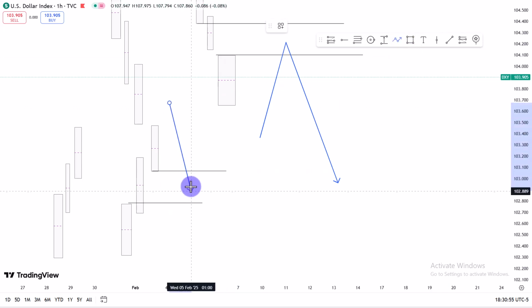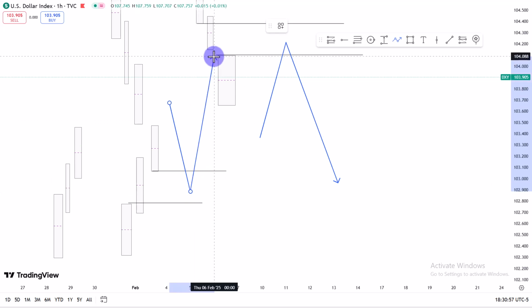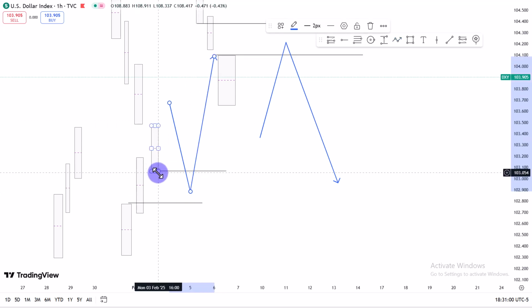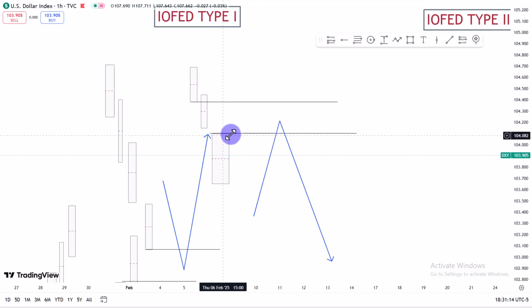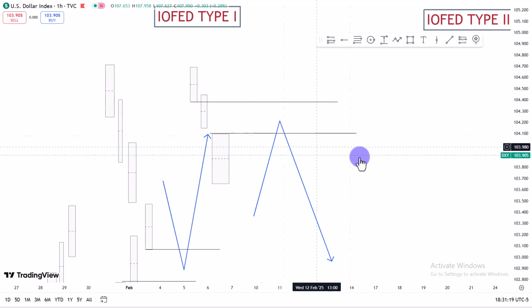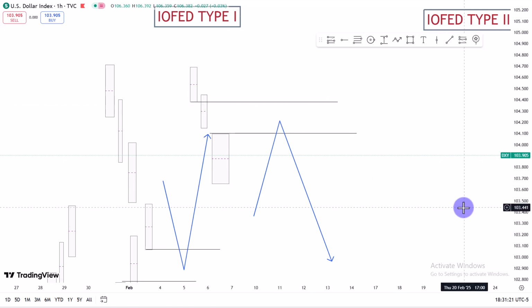That is an IOFED type 1. We take a buy at the low of the fair value, and our stop loss is supposed to be below the low of the third candle, the low of the second candle of the fair value gap. We take an entry right there at the low of the fair value, and our stop loss below the low of this candle. If we are selling, we take an entry at the high of that candle with our stop loss above the high of that candle. That is IOFED type 1.